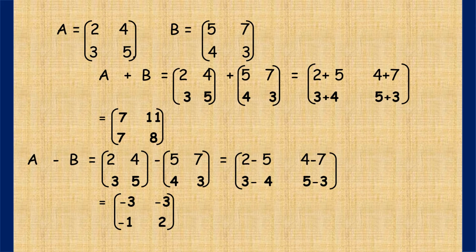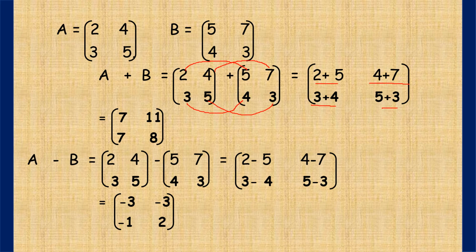Looking at an example here, this is matrix A and matrix B. We can add these two matrices together because matrix A is a 2 by 2 matrix and matrix B is also a 2 by 2 matrix. How do we add them together? We say 2 plus 5, which is what you have here. The next one will be 4 plus 7, then 3 plus 4, then 5 plus 3. By the time you add these up, you get 7, 11, 7, 8. So this is the addition of the two matrices, A and B.